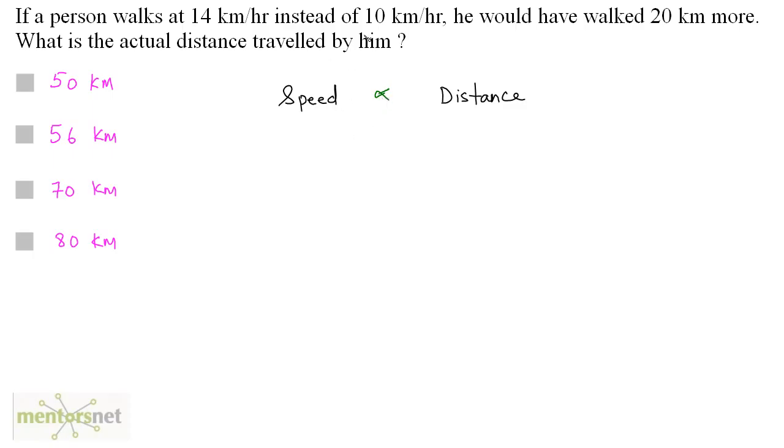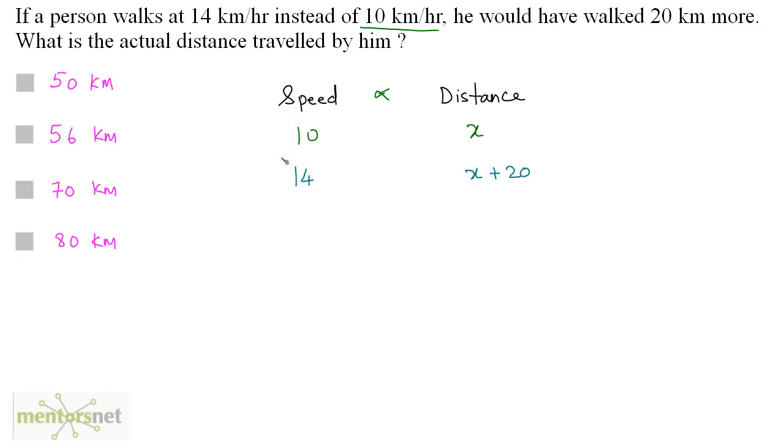Now at first this person walks at 10 kilometers per hour. So the speed is 10 kilometers per hour. Let us assume that the distance traveled when the speed is 10 kilometers per hour is x. Now next you have been given that if he walks at 14 kilometers per hour, he walks 20 kilometers more. So the distance is going to be x plus 20 and the time is same.